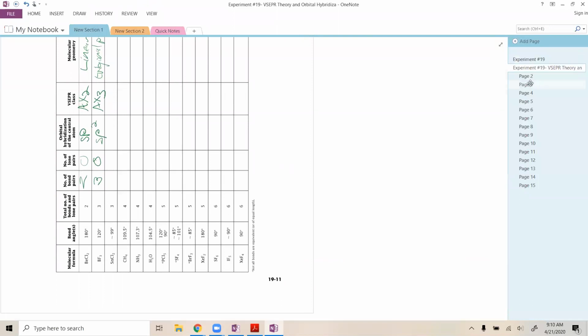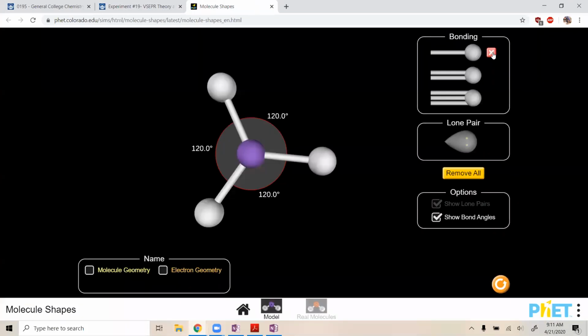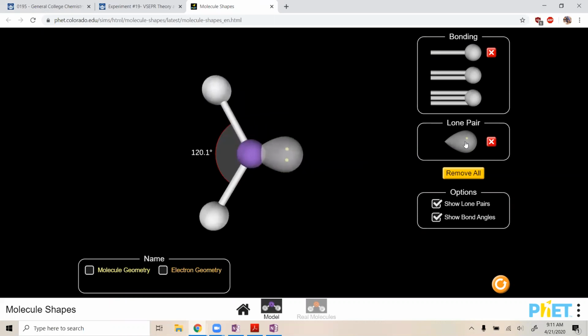We'll look at one more. This is going to be SnCl2. Now the difference with SnCl2 is that Sn has a total of 4 valence electrons. So it takes on a different structure. Instead of being all bonded atoms, we actually have a lone pair here. So when we make our molecule, we can go ahead and remove one of those fluorines. We can add in a lone pair instead. So we get that geometry.